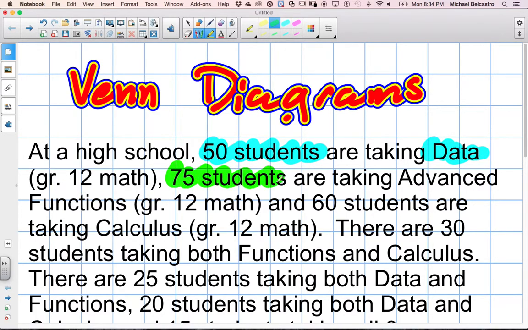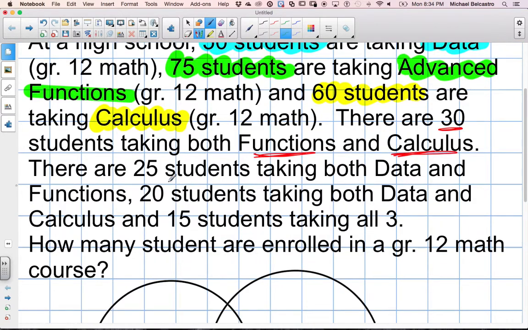There are 75 students who are taking advanced functions, which is another grade 12 math. And there are 60 students who are taking calculus, which is another grade 12 math. Now, we have the union of some stuff, so we'll underline them also. We have 30 students who are taking both functions and calculus. We have another 25 students who are taking both data and functions. And then we have 20 students who are taking both data and calculus. And finally, in black, we have 15 students who are taking all three of the courses.